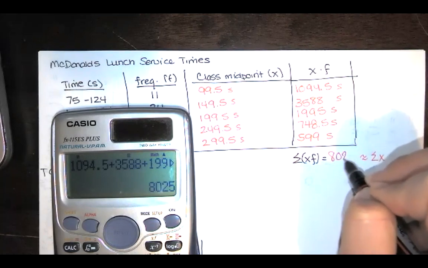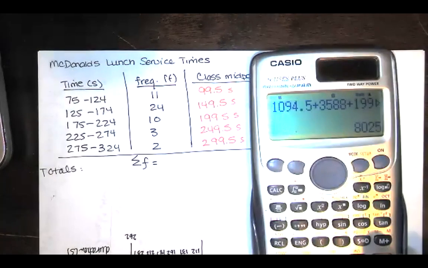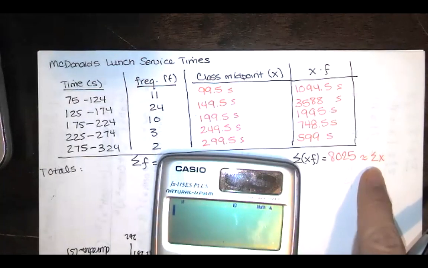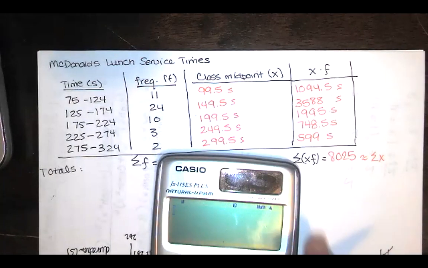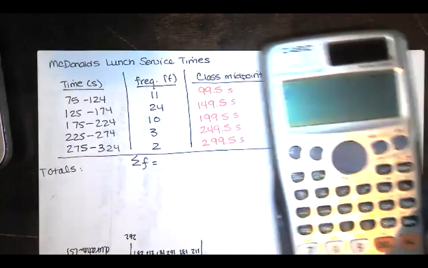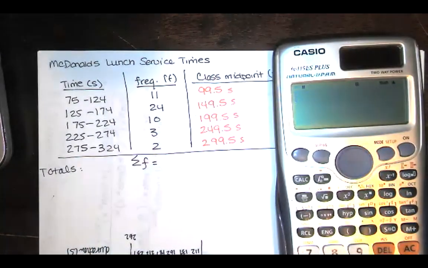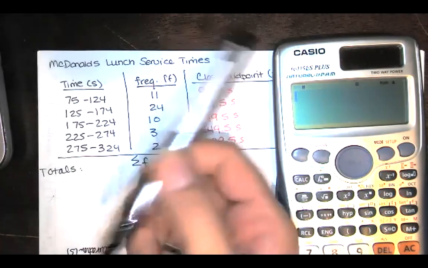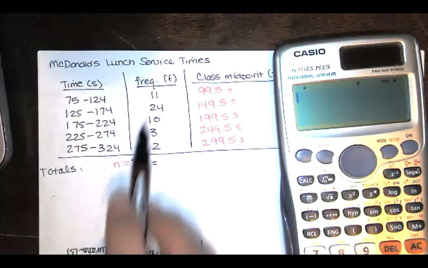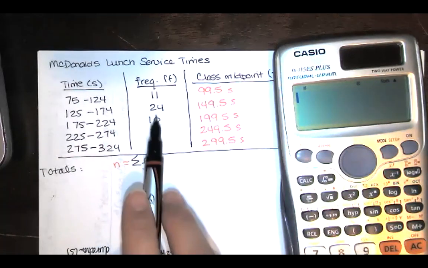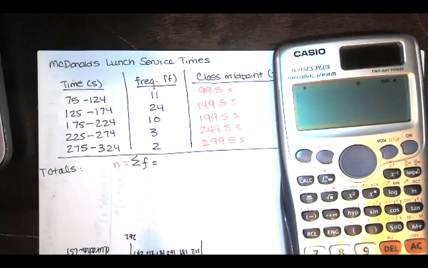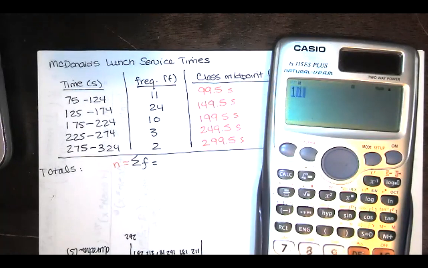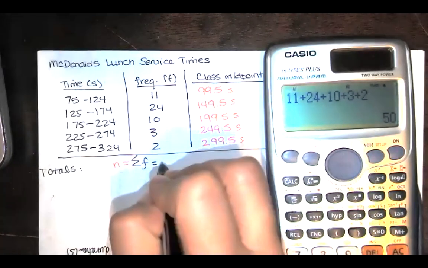And we get about 8,025. And now that's an approximation of the sum of all of the data values. So 8,025 seconds. And if we want to divide by the total number of data values we had, that's the same as dividing by the sum of the frequencies. Because there were 11 service times here, 24 here, 10 here, 3 there, and 2 there. So we'll just do that. Add those together, we get 50.